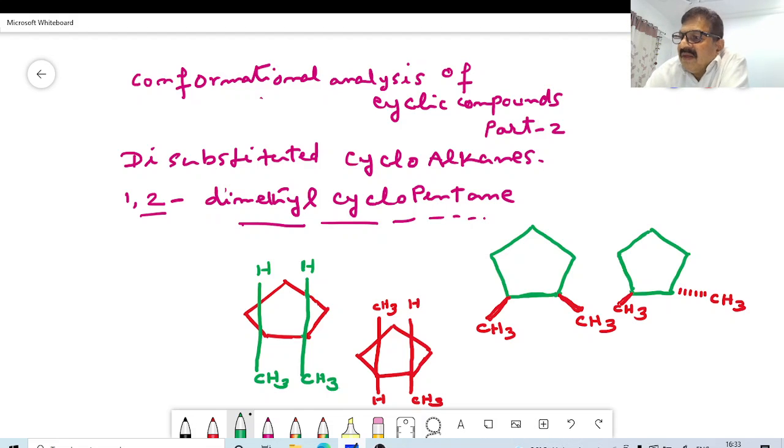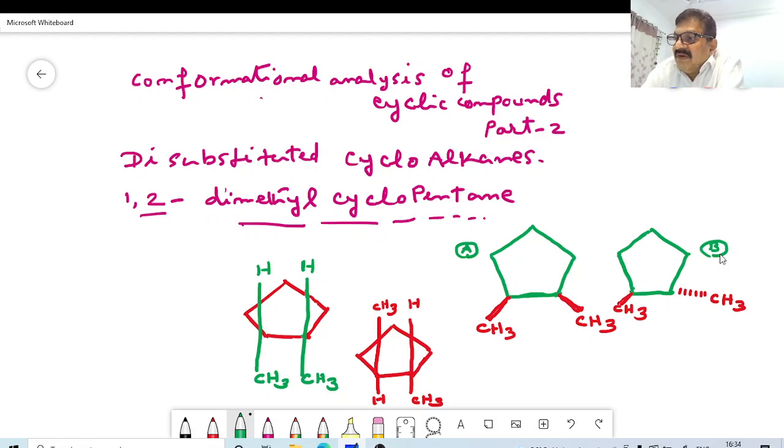Okay, so now we have drawn it. This is the first structure A. Here, A and B, this is A and this is B. 1,2-dimethyl cyclopentane. Now we were telling that there are two different types of 1,2-dimethyl cyclopentanes. One has two methyl groups on the same side of the ring and another has the methyl groups on opposite sides of the ring. Two methyl groups on the same side of the ring, we call it cis, and methyl groups on opposite sides of the ring, we call it trans.